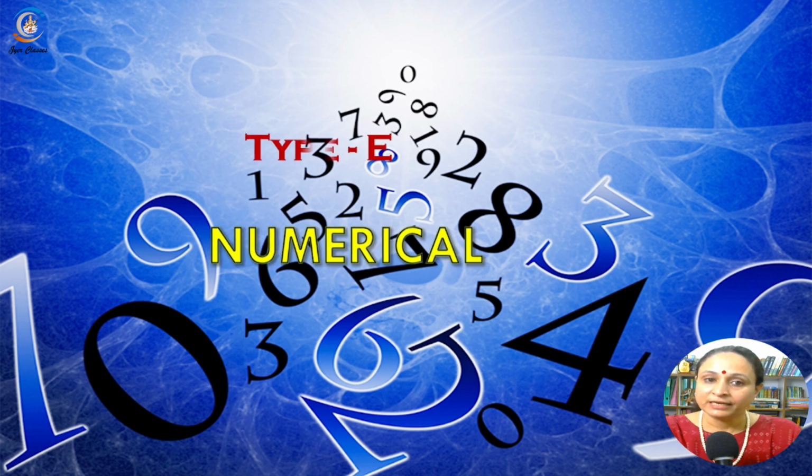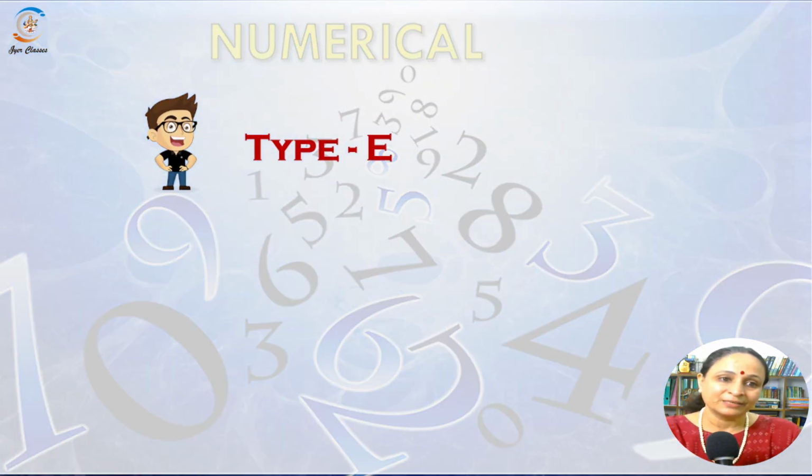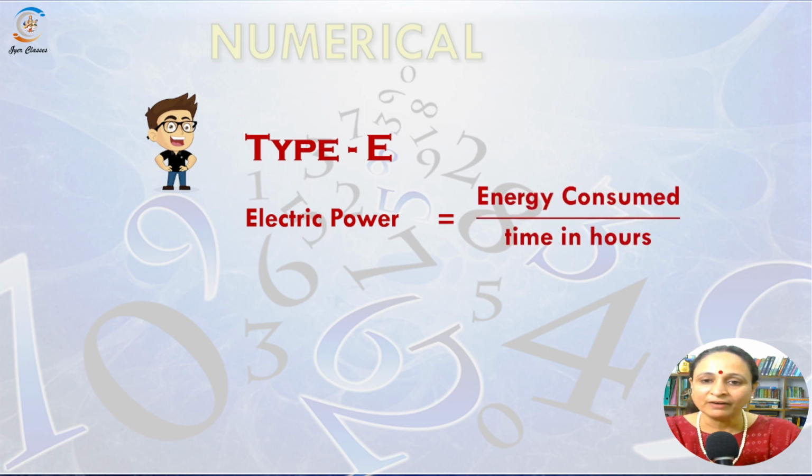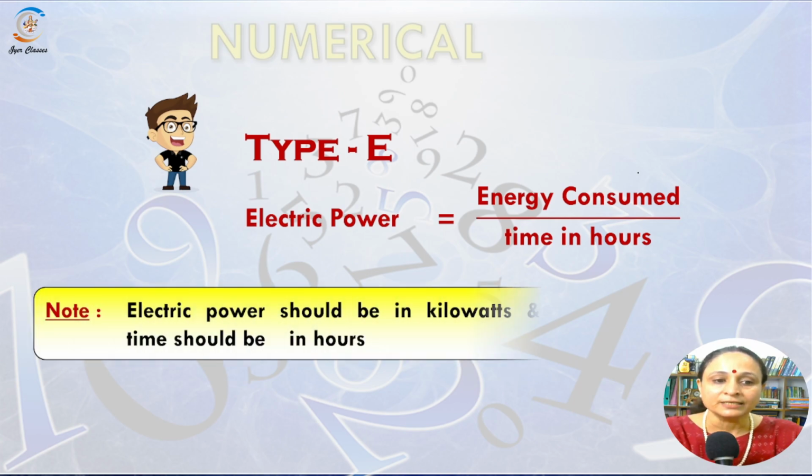Now let's do the numerical questions. And what are the numerical questions? Let's do it. Electrical power. We all know electrical power is equal to energy consumed divided by time in hours. Electric power should be in kilowatts and the time should be in hours. If you are changing, you have to change all the units together. Here we are talking about the practical unit, right?